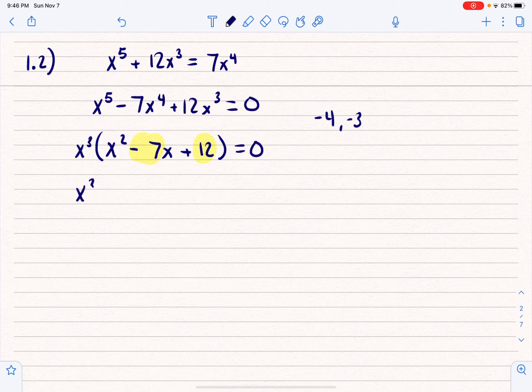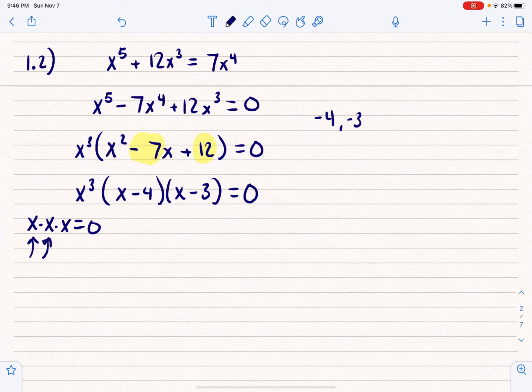So then I can take this and make this say x to the 3rd times x minus 4 times x minus 3 equals 0. And so really now those are your solutions. Think about what this x to the 3rd equals. That means that x times x times x is equal to 0, which is to say that one or all or some of those x's equals 0.